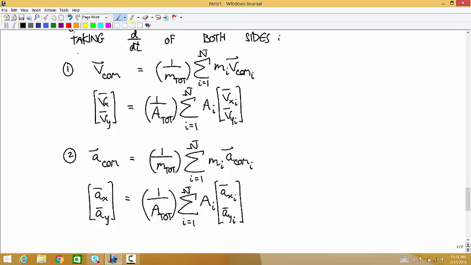These are in 2D. The 3D one works this way too. Any questions about this?